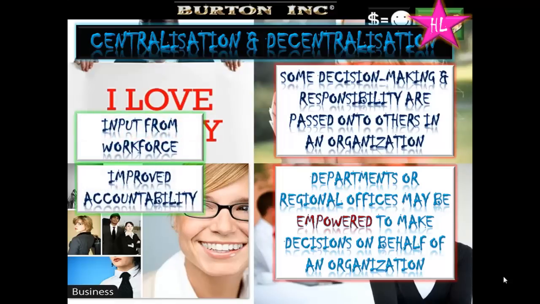Some decision-making responsibility is passed on to others in an organization. So this is one of the key features of a decentralized organization. And departments or regional offices can be empowered to make decisions on behalf of an organization. They don't necessarily have to check every time with that key person right at the center, the CEO.